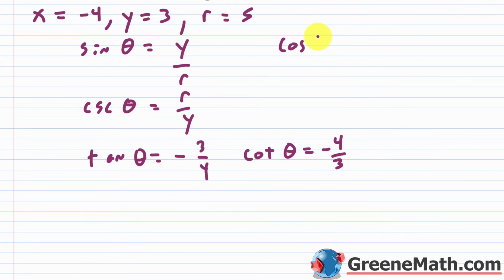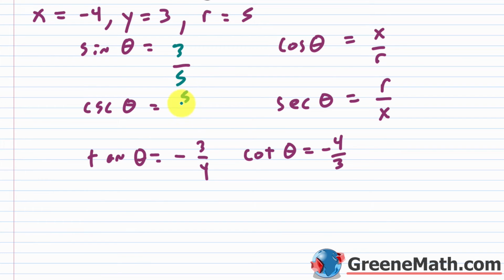So let's write the cosine of theta. That's going to be x over r. And then we have the secant of theta. That's going to be r over x. Okay, so now we'll just plug in. For the sine of theta, for y, it's 3. And for r, it's 5. And again, you can just flip this to get the cosecant of theta. So this is going to be 5/3.